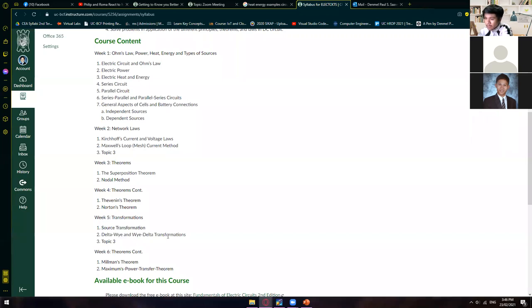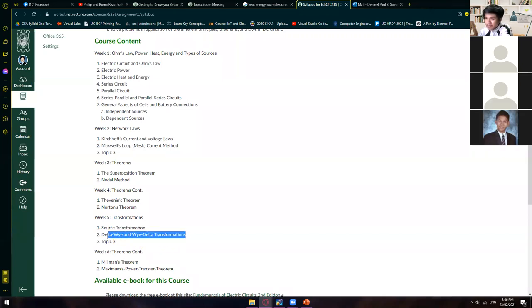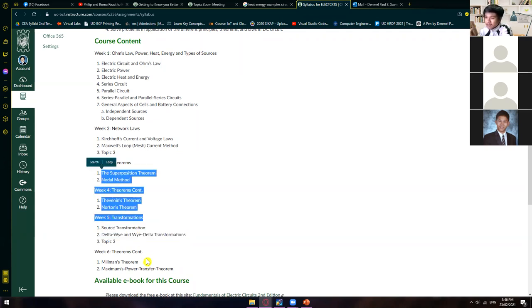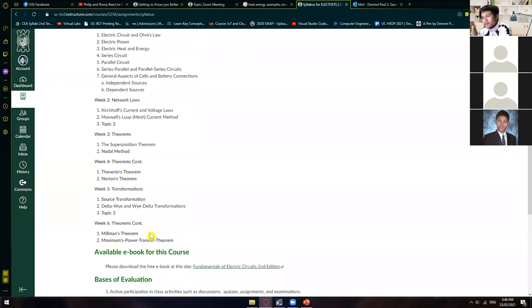Delta to Y, and then Y to Delta. So this one is maybe the easiest part when it comes to finals. And the rest are quite difficult. Not really difficult, let's just say maybe confusing. Because you have to be familiar with the process with superposition, then be familiar with Thevenin's, Norton's, etc.